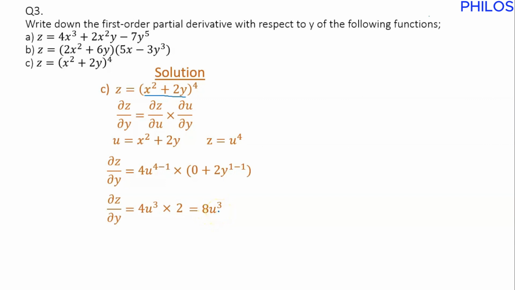But you can't leave your answer this way because you let u be equal to something. So we have to replace that back over there. So partial z partial y should be equal to 8. We are going to replace the whole u with x squared plus 2y. We bring it back there. So we have 8 multiplying x squared plus 2y all exponent 3. The exponent of 3 is only affecting the entire thing in the bracket. So the final answer to C is 8 multiplying x squared plus 2y all exponent 3.